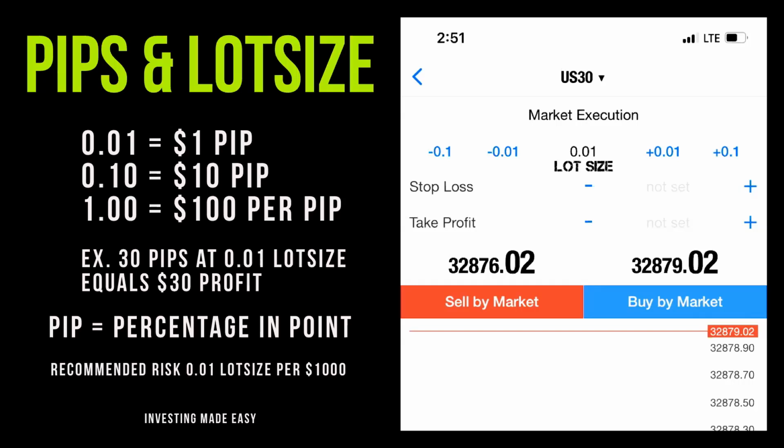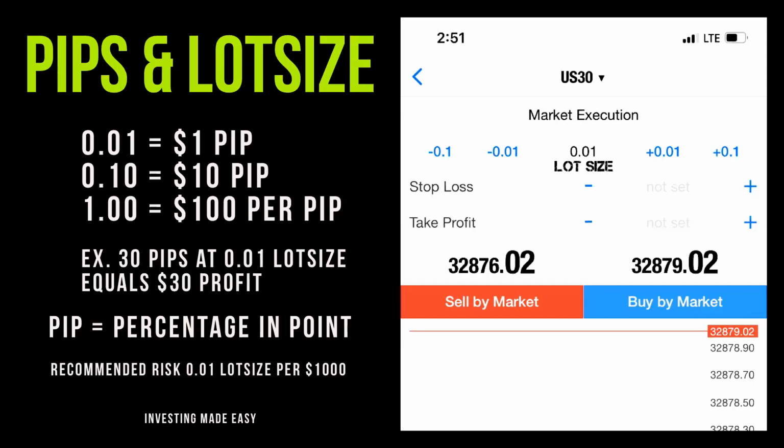0.01 equals out to about $1. It does $1 a pip. We're going to break that down in a second. 0.10 is $10 a pip. Are you guys following me so far? 1.0 is $100 a pip.